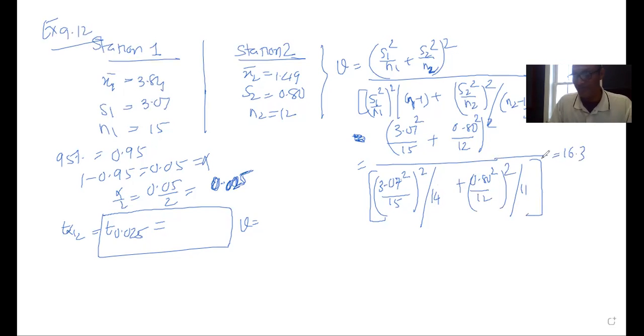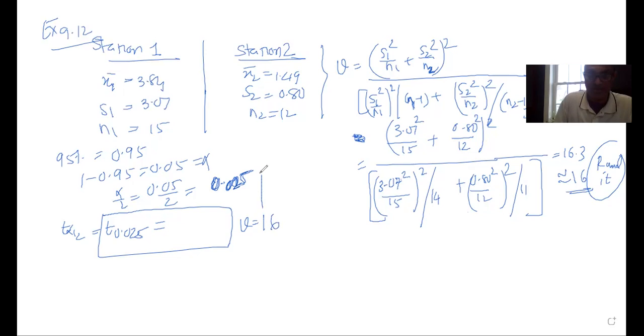16.3. I told you that you have to have your V as an integer, right? So always round the number. Whenever it is a decimal, avoid it, because degree of freedom is always an integer, 1, 2, 3 like this, or a positive integer. It would not be any fraction or decimal. So you have to round it. Here I have rounded this number, so V is now equal to 16.